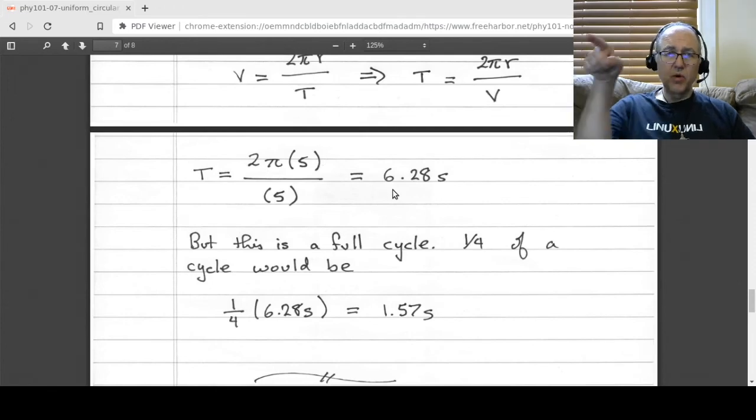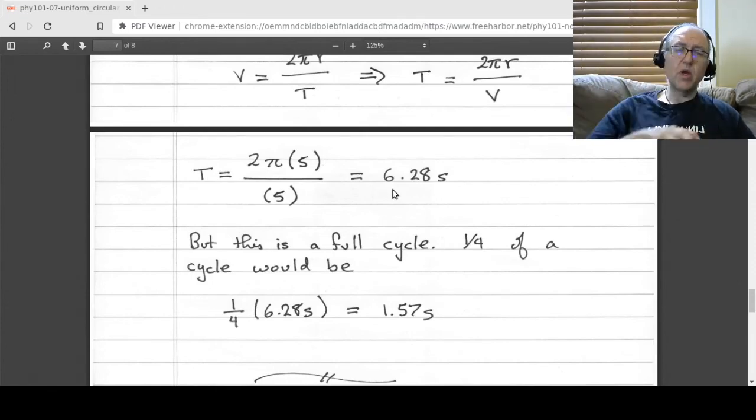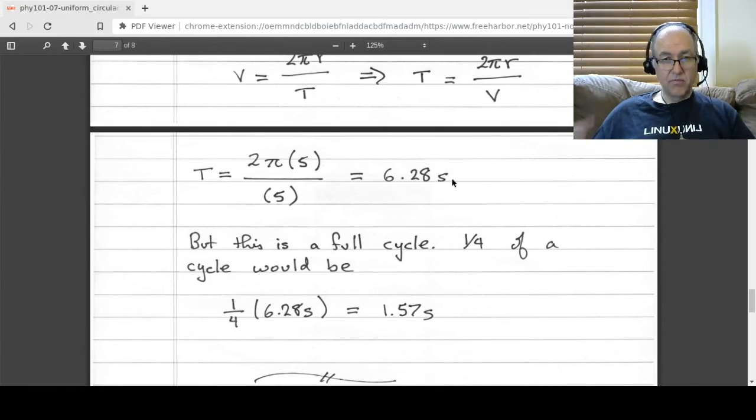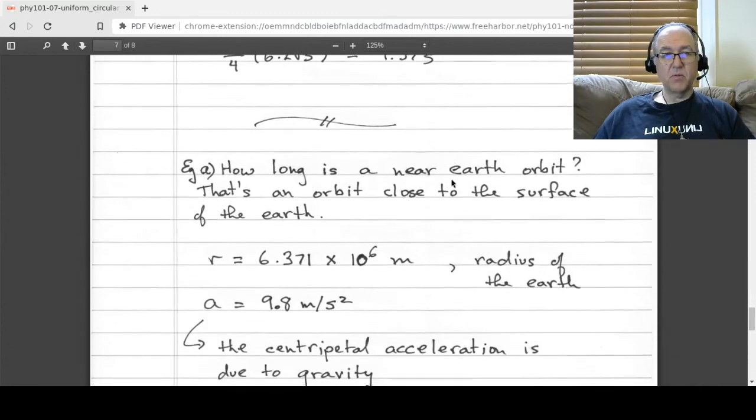Now, that's the time if you were to go around a complete circle, but you're only going 1/4 of that, so 1/4 of that time is 1.57 seconds. So you're only in this turn for about 1.5 seconds, okay, which again sounds fairly realistic. All right, so that was a fairly simple problem, but it illustrates uniform circular motion for you, in an example that hopefully you have some experience with.